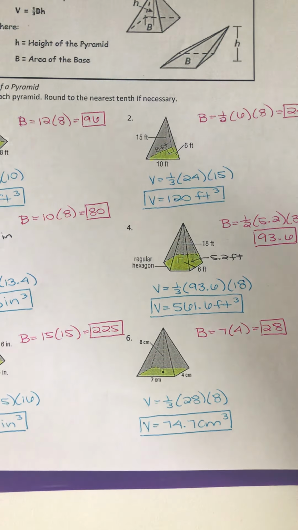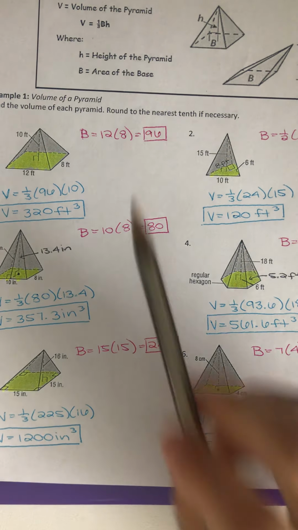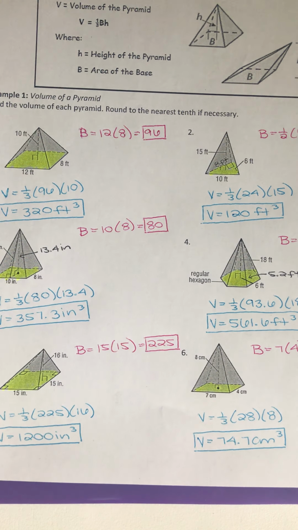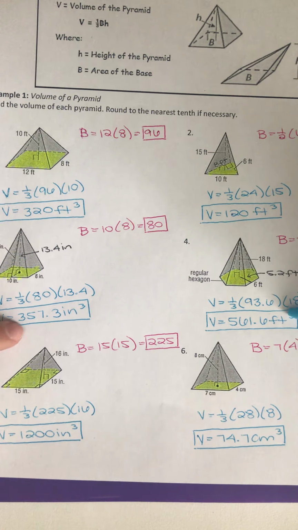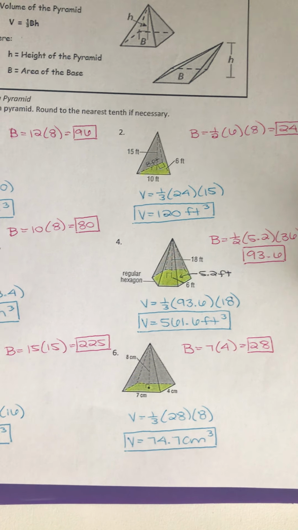So here are your notes for the first half, volume of pyramids. Everything I did in pink was from chapter 11. Everything I did in blue was taking the chapter 11 stuff and applying it to three-dimensional for chapter 12.